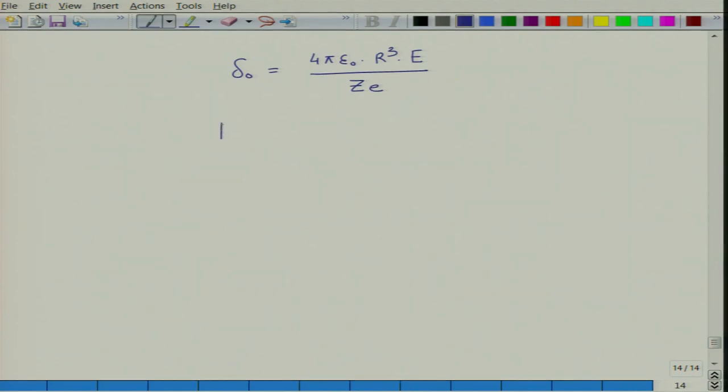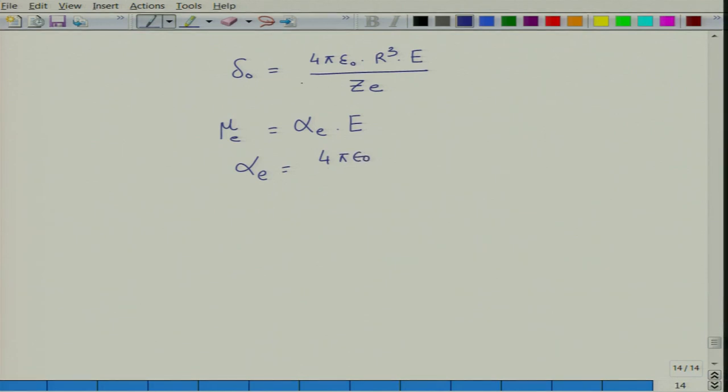So, you can calculate now the dipole moment. The dipole moment is equal to, basically we said, alpha E into E. So, what is alpha E? Alpha E is 4 pi epsilon naught.